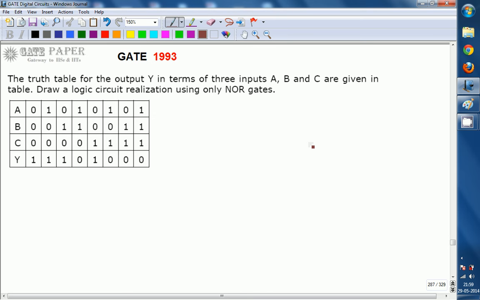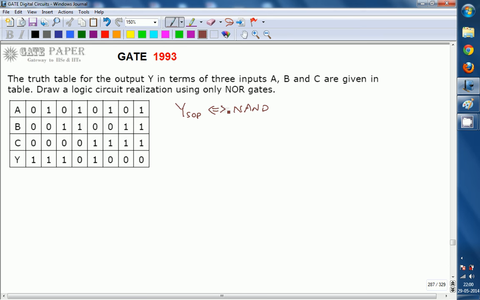So you must get the minimized expression for Y, and then realize it with the help of NOR gates. Remember that the output expression Y can be expressed either in SOP form or in POS form. If Y is expressed in SOP, it can be easily realized using NAND gates.